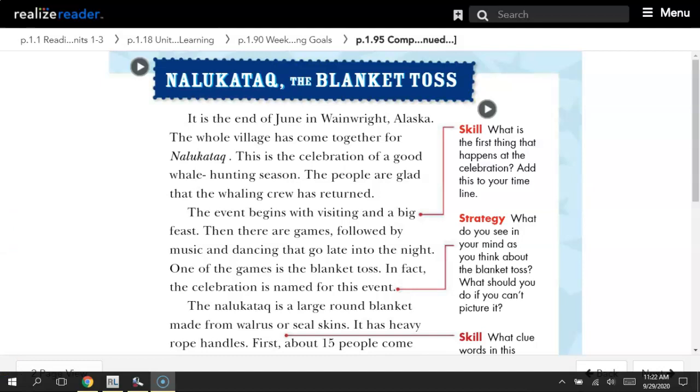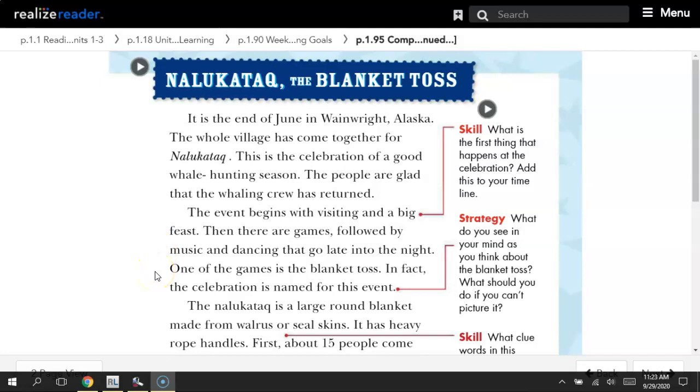It says, it is the end of June in Wainwright, Alaska. The whole village has come together for Nalukataq. This is a celebration of a good whale hunting season. The people are glad that the whaling crew has returned. The event begins with visiting and a big feast. I see a clue word, begins. Then there are games followed by the music and dancing that go late into the night.